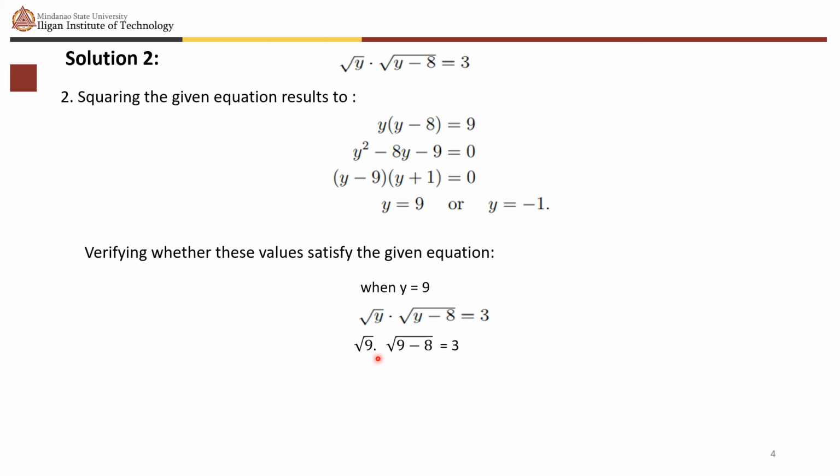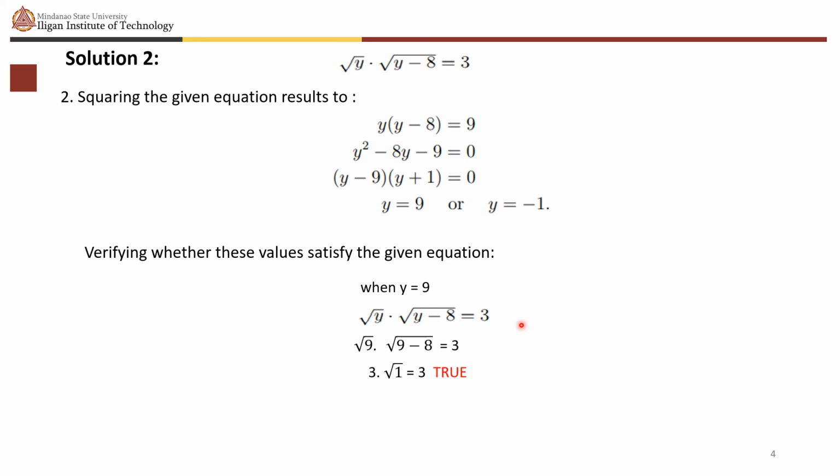But what is square root of 9? That's equal to 3. And square root of 9 minus 8 is square root of 1. So that should give us 3 times square root of 1. And that is indeed true. So meaning to say, when y is equal to 9, it will satisfy the original equation.